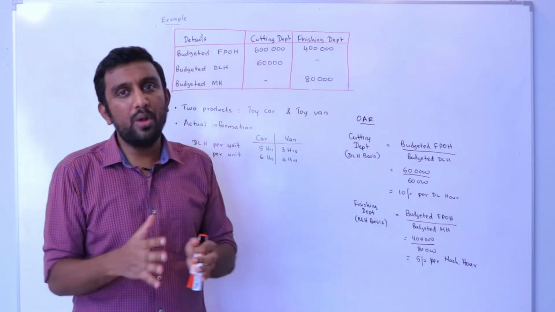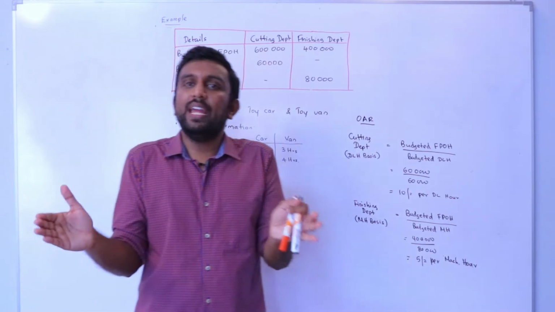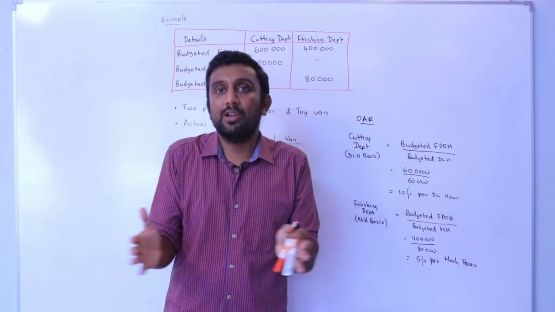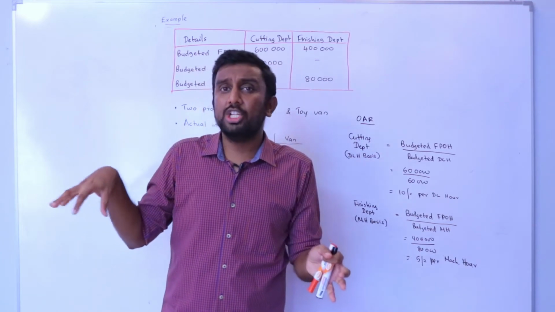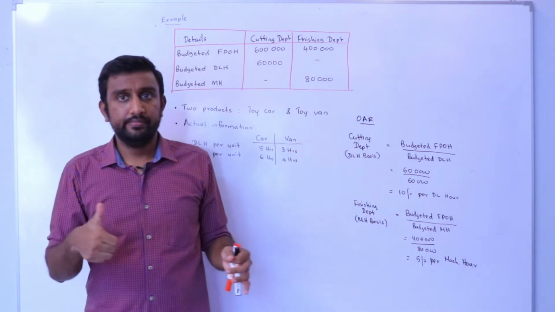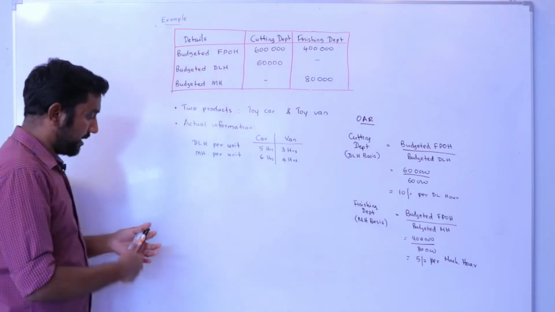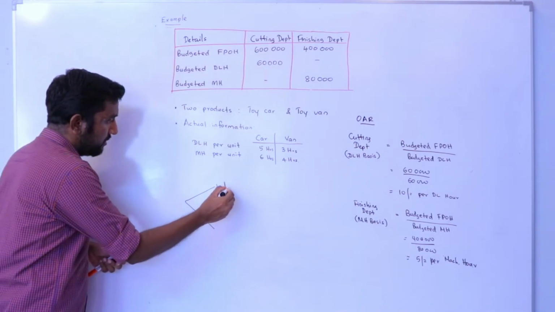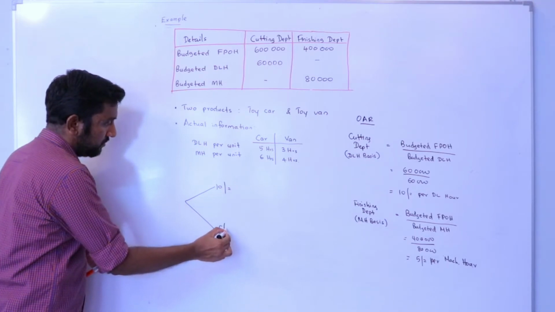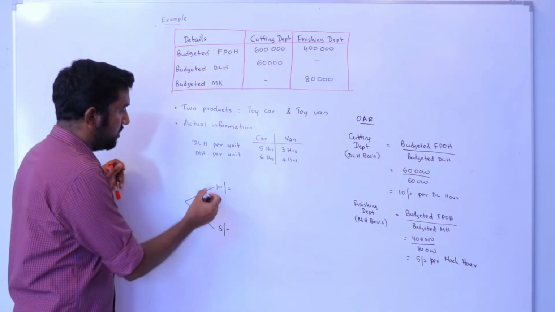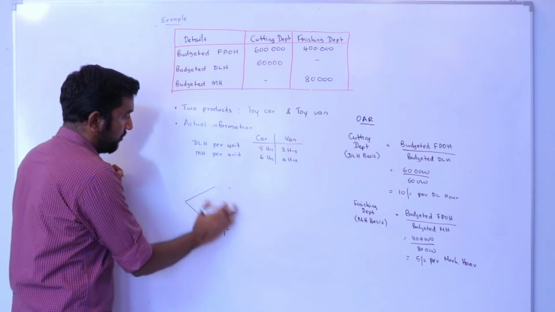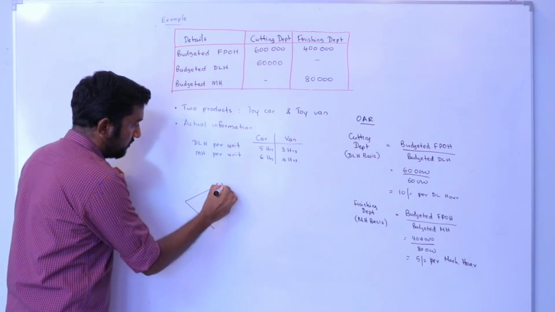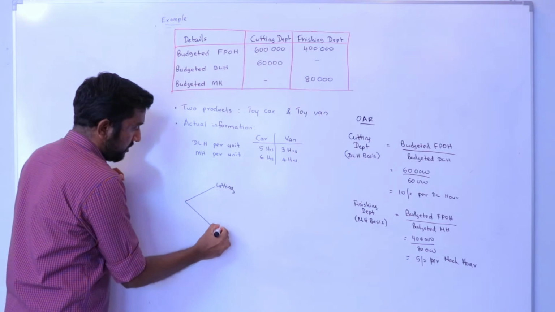So once I find it, my 70 or 80% is done, because I have found my fixed production overhead per unit, right? So 10 and 5. So I put it like this. Generally this is my working, right? I would write it like this: cutting and finishing.